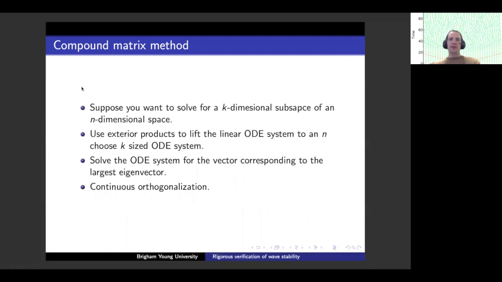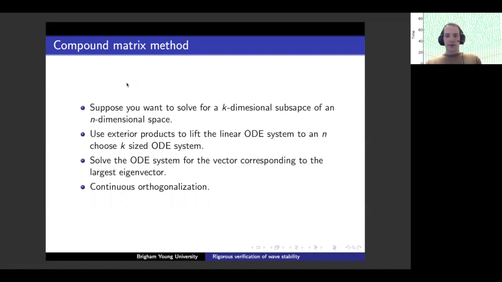Okay, so how are we going to deal with the competing growth modes we talked about? We'll use the compound matrix method. Let's say that you want to solve for a k-dimensional subspace of an n-dimensional space like we described. Then you can use the exterior products to lift the linear ODE system to an n choose k-sized ODE system. Our system is 5 by 2 and 5 by 3. So in the end, we get a 10-dimensional ODE system for the linear Evans ODE system.